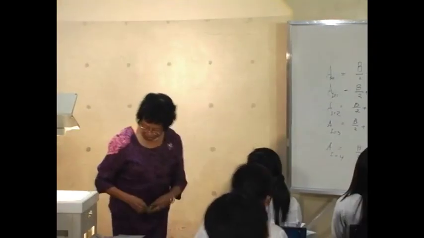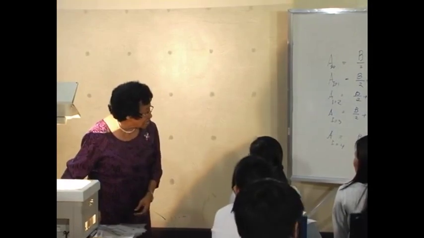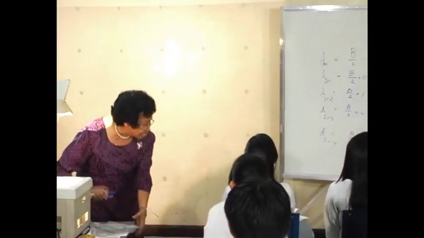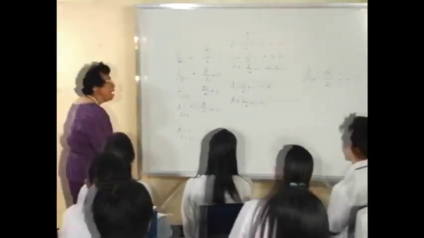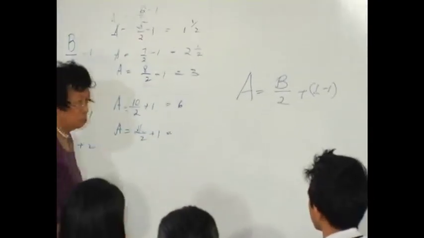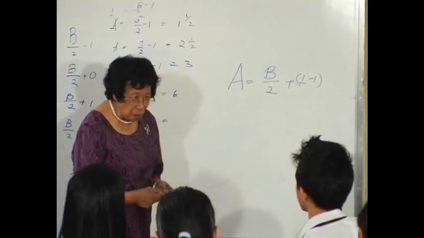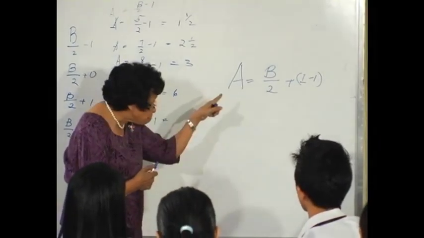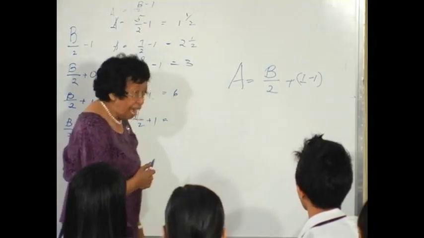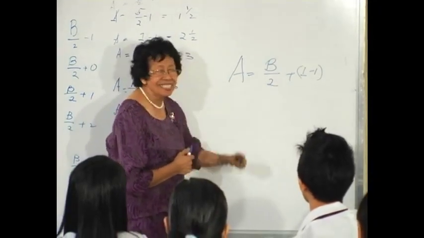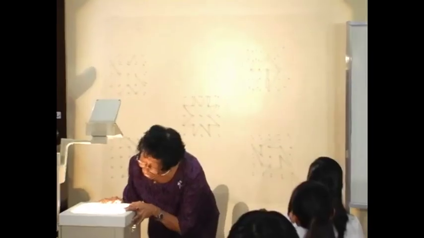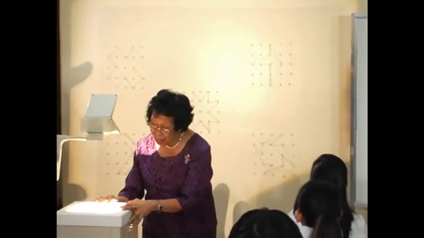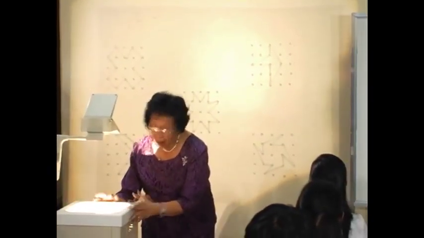That's the formula. The formula is, in words, the area of a plane figure in a matrix of points is equal to half the boundary added to 1 less than the interior. Can you get this? Beautiful, right?